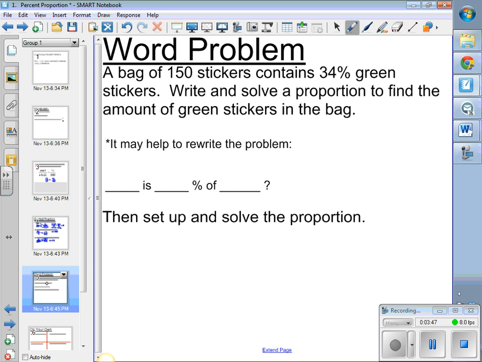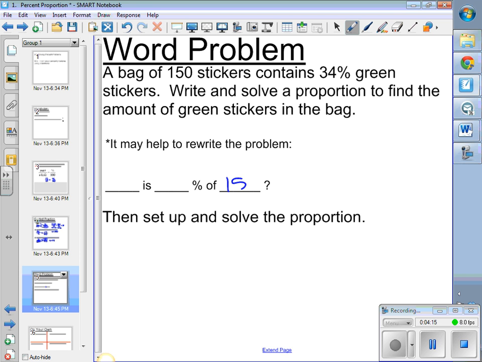All right, a bag of 150 stickers contains 34% green stickers. Write and solve a proportion to find the amount of green stickers in the bag. It may help to rewrite the problem using "blank is blank percent of blank." If you can get it into that format, it's always going to help you to figure out the rest of it. So, a bag of 150 stickers.